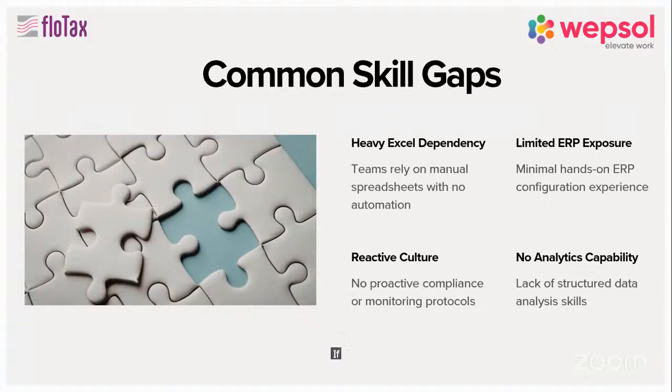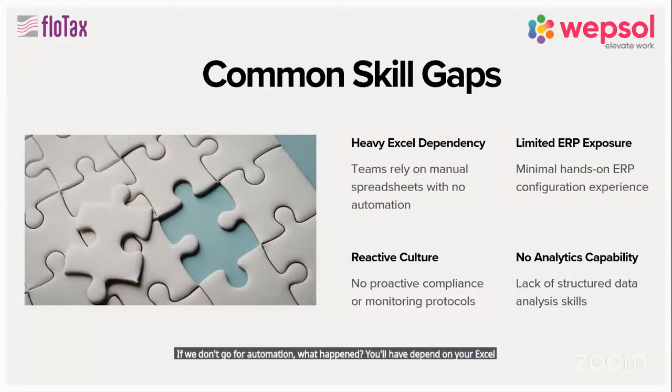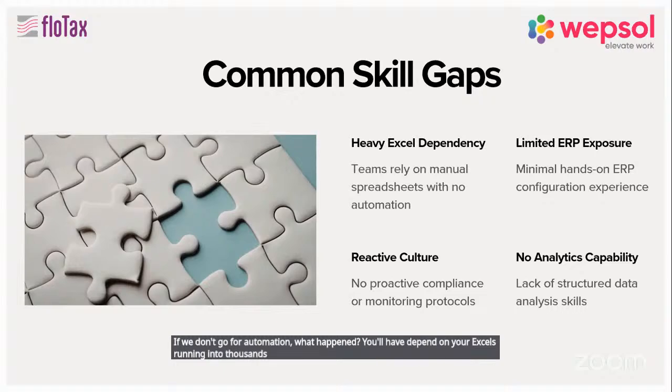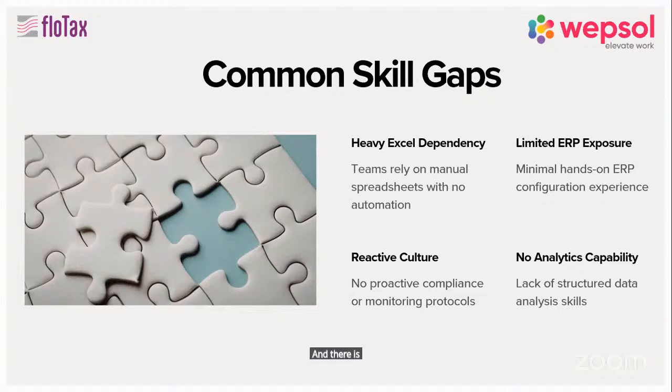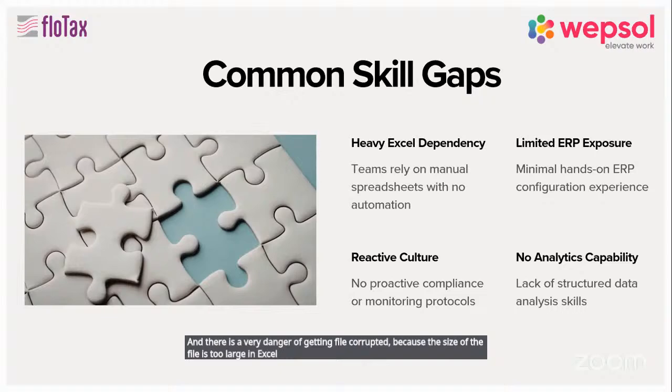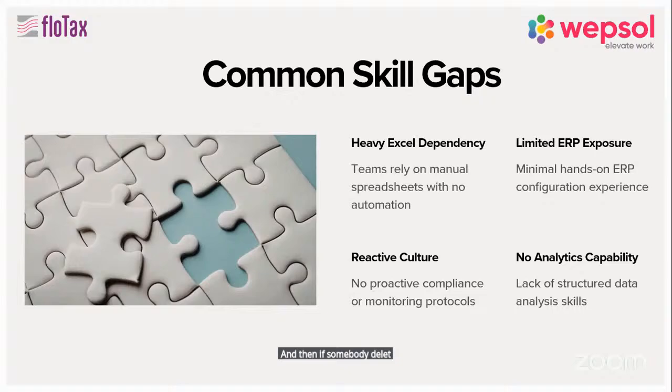If you don't go for automation, what happens? You depend on your Excels running into thousands of rows and columns and a number of spreadsheets. When somebody asks for information, by the time you open it, it takes 4 or 5 minutes, and then you have to check and consolidate the information and give it to them. There is also a very real danger of the file getting corrupted because the size of the file is too large in Excel. It is highly possible that data may corrupt, or somebody may delete that file intentionally.